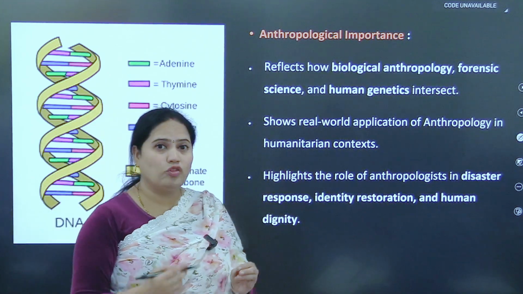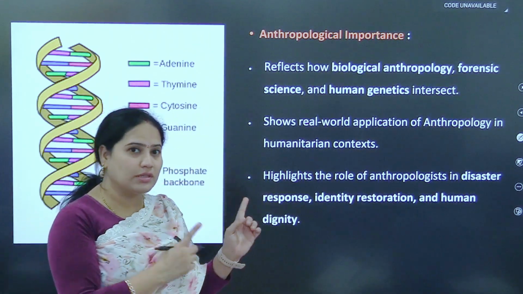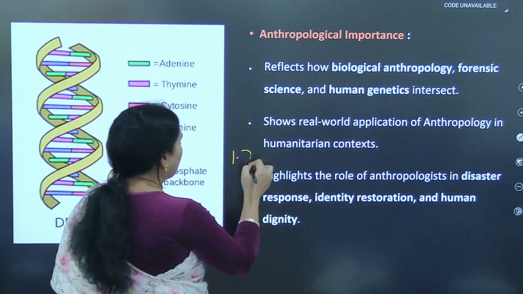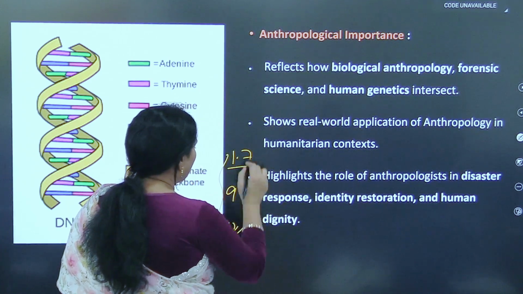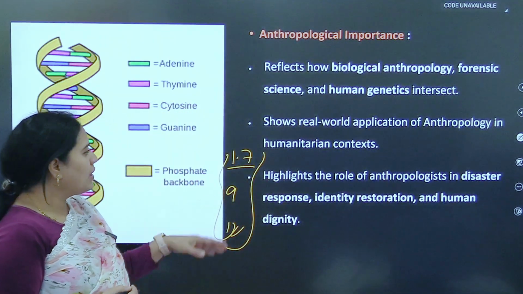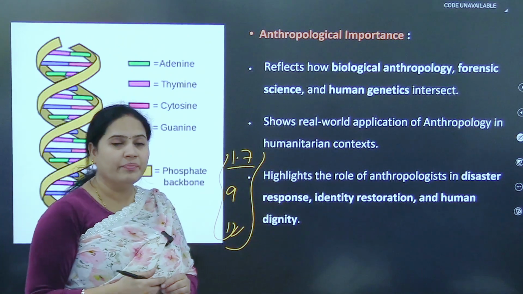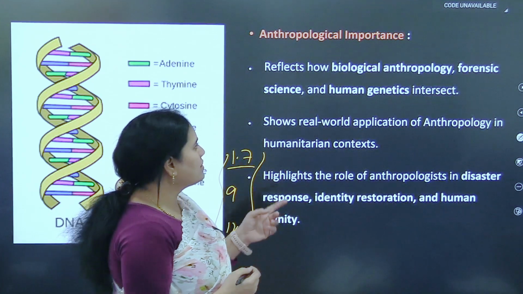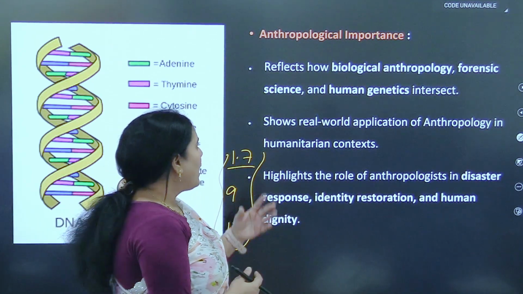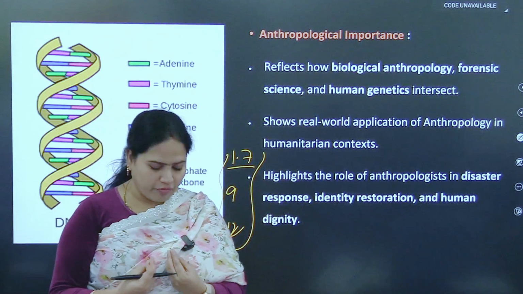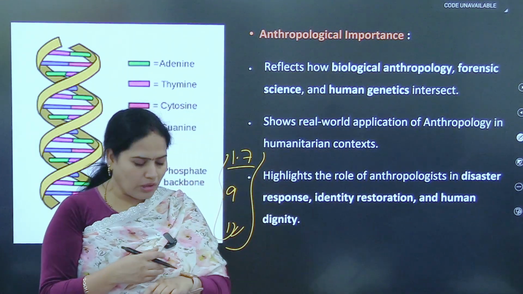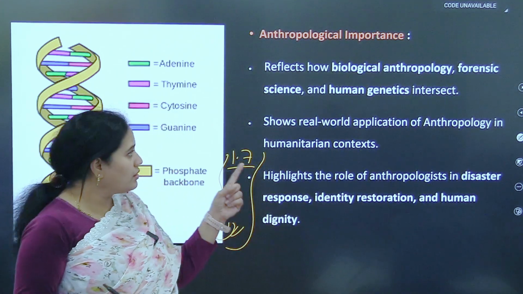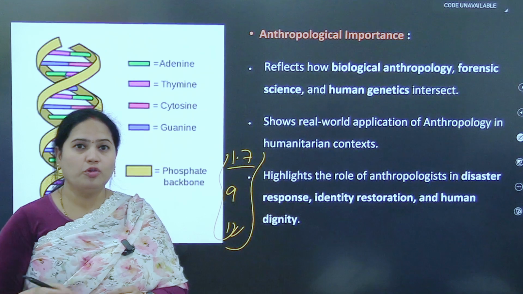Now let us see the anthropological importance related to this. We already understood this is part of Paper 1, Chapter 12. If you see our syllabus copy 1.7, chapters 9 to 12 are part of your physical anthropology. The entire ninth chapter talks about the things that happen inside the nucleus. It reflects how biological anthropology, forensic science, and human genetics intersect, and it shows real-world applications. For example, the type of dresses and watches you wear are made based on sample surveys collected from a large number of people. They are real-world applications of anthropology in the humanitarian context.